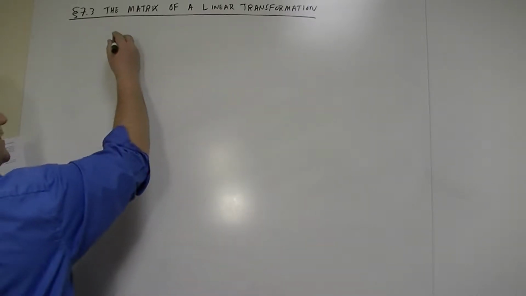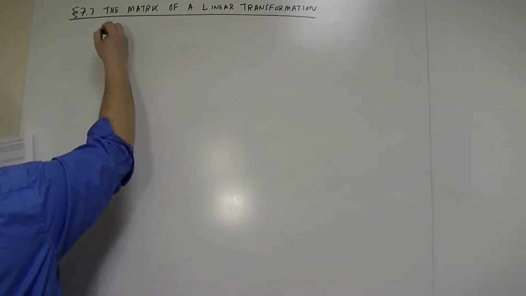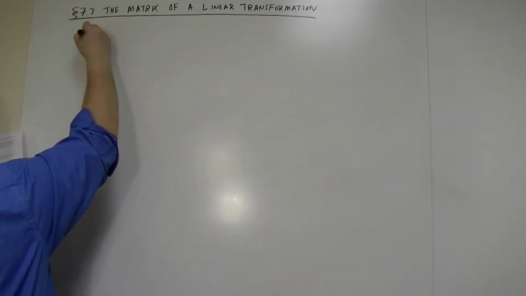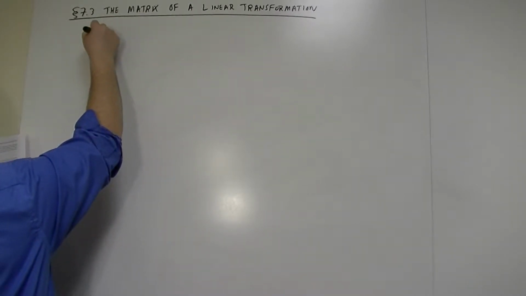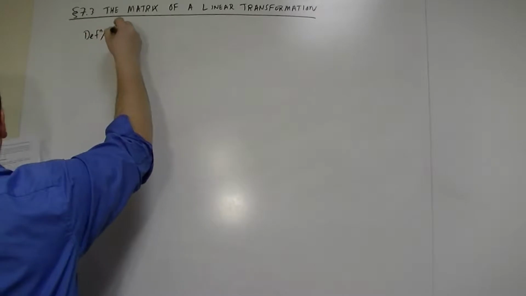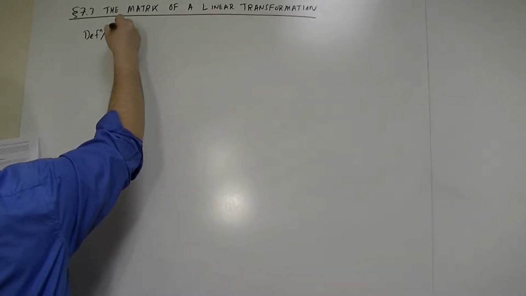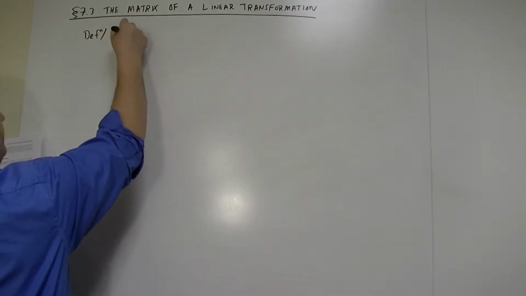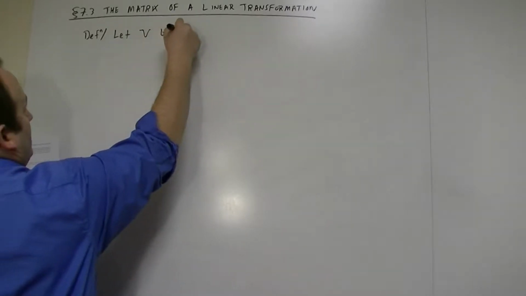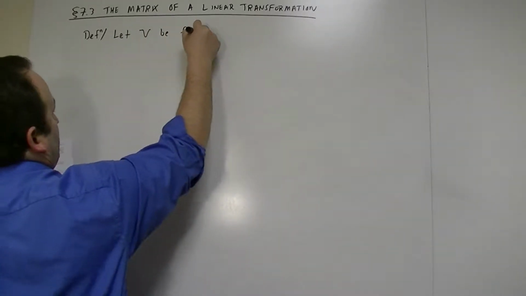So last time I started using the coordinate mapping, right? Now, we defined the coordinate for a basis back earlier, but I didn't talk about it in terms of linear transformation. That's what I'm doing now. So let V be a finite dimensional vector space.